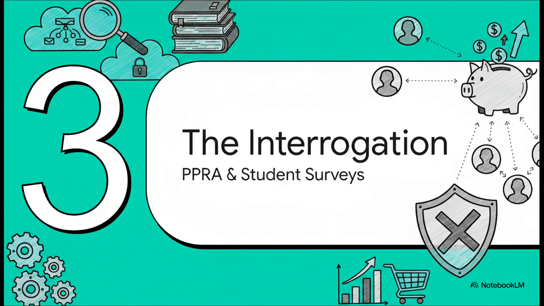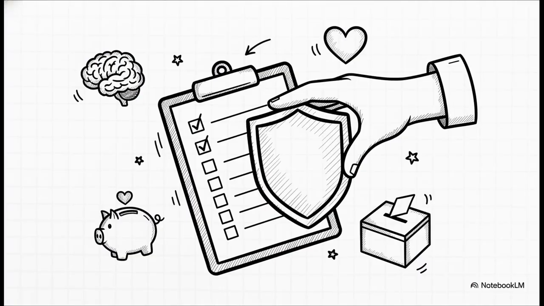Okay, Part 3. The interrogation, focusing on the PPRA and surveys. Let's keep digging and look for a motive here. Specifically, we're looking to see if student data was exploited for commercial purposes before it ever even leaked. If the leaked data includes sensitive student surveys, another law completely kicks in. That's the Protection of Pupil Rights Amendment, or PPRA.